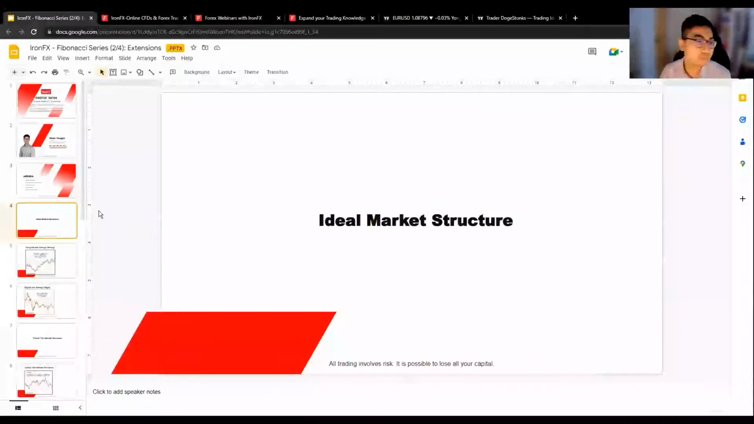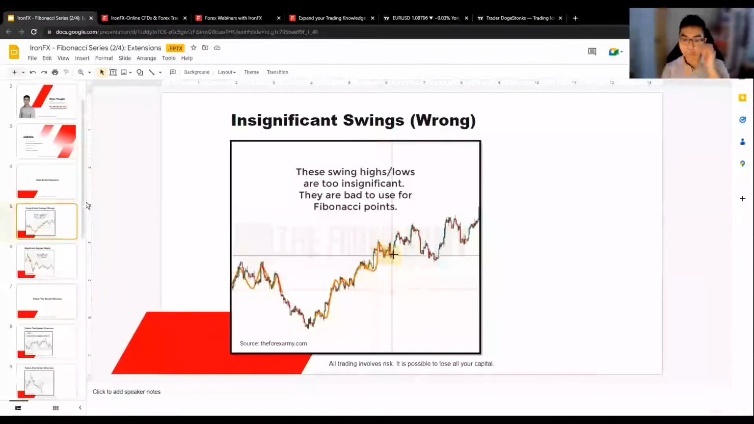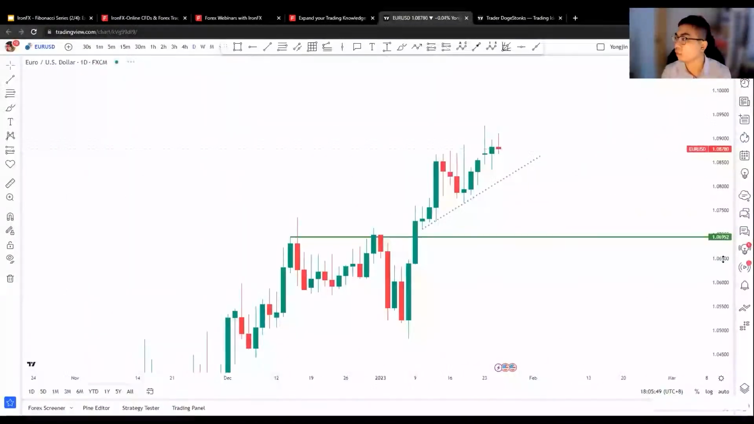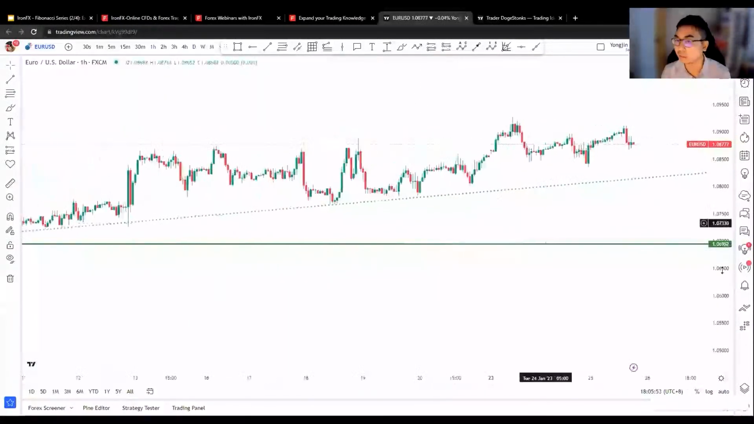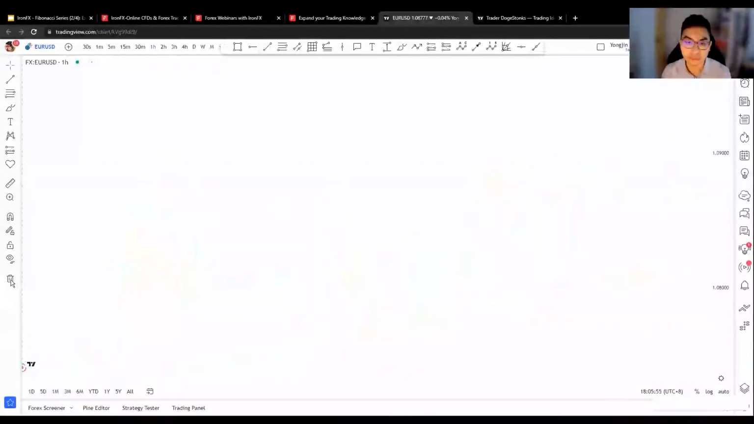The first topic we are going through is the ideal market structure. You can look at this animation first. This is actually a wrong way of drawing a Fibonacci line. Let me go to the chart to show you. Maybe I'll just use the EUR/USD chart on the 1 hour chart. I'll just clear things out.